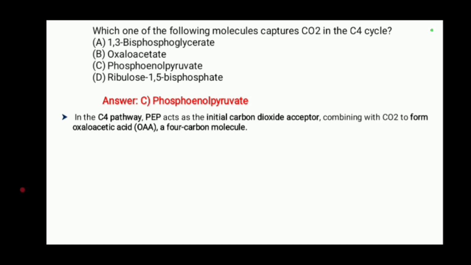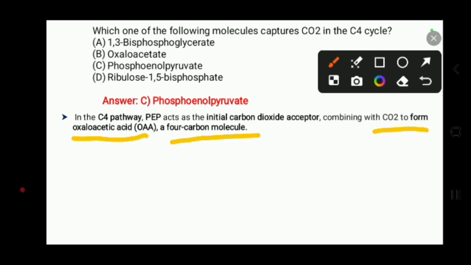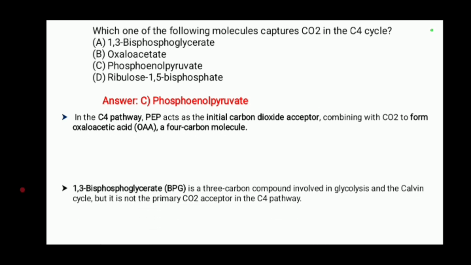In the C4 pathway, phosphoenol pyruvate, that is PEP, acts as the initial carbon dioxide acceptor, combining carbon dioxide to form oxaloacetic acid, a 4-carbon molecule. So this phosphoenol pyruvate captures carbon dioxide in the C4 cycle.